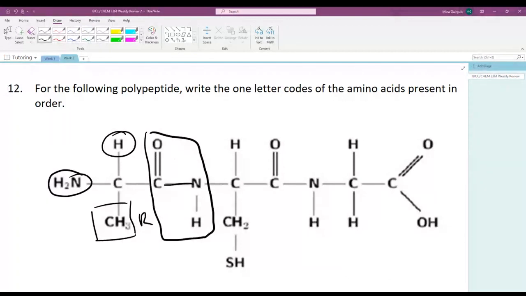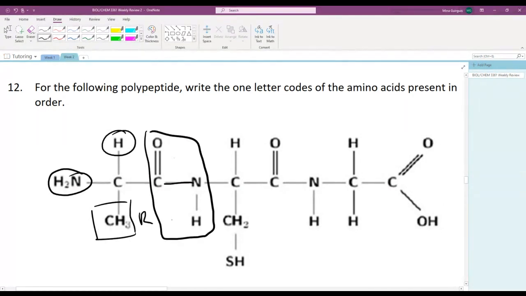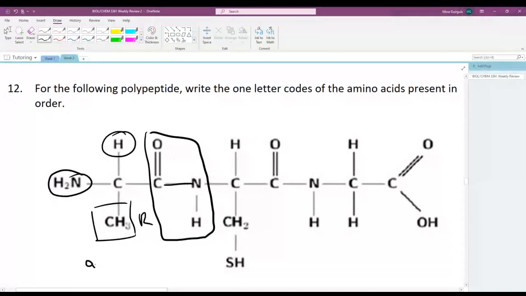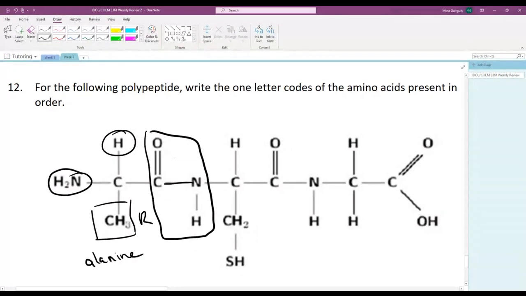Forming a peptide bond is a spontaneous reaction. In certain conditions, yes, especially when you're using the enzymes in your ribosome to help form it. But yes, it is pretty spontaneous. And yes, someone else said alanine. That's exactly right. Alanine is our first amino acid.